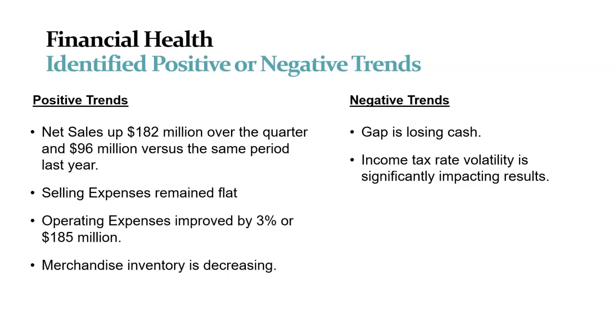Another negative trend is the volatility of the income tax rate. The income tax rate for the 13 weeks ended October 29, 2022 demonstrated a negative 67.9% tax rate. Comparatively, when looking at the 39-week period through the end of Q3 in 2022, the tax rate was a large 174%. This volatility makes it challenging for Gap to control expenses and for investors to have comfort in the core numbers.